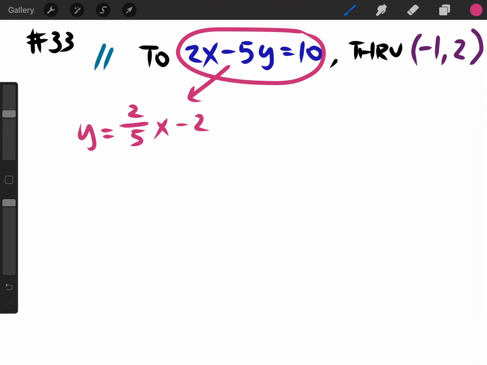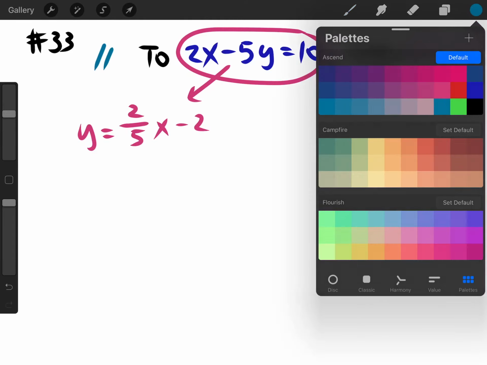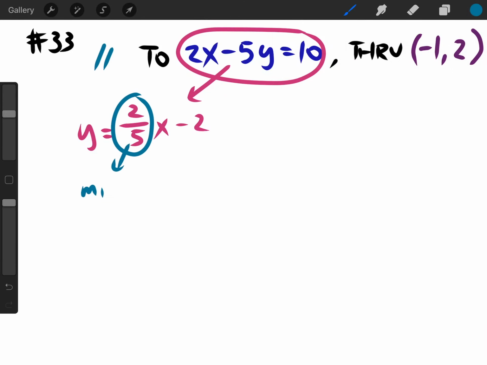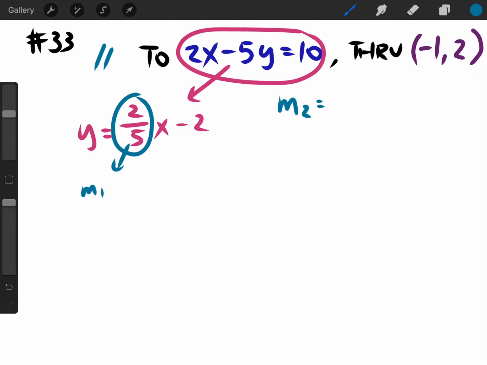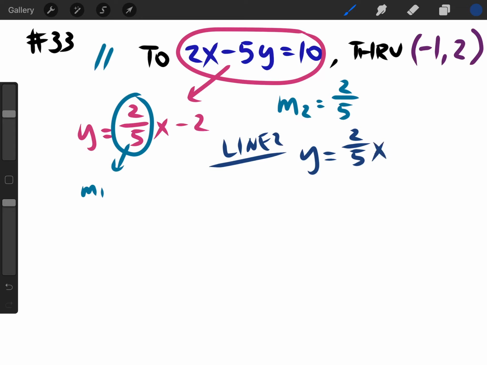One thing you need to know is that what we solved, this is my m1. If it's parallel to my second line, your m2 is the same, so it's 2/5. So if m2 is 2/5, now let's set up the equation for line 2. Line 2 is going to be y equals, we don't know what the y value is, we don't know what the x value is yet, but we do know that the slope is 2/5. And most importantly, we don't know what the y-intercept is, the b value. Now we're going to solve for the b value.